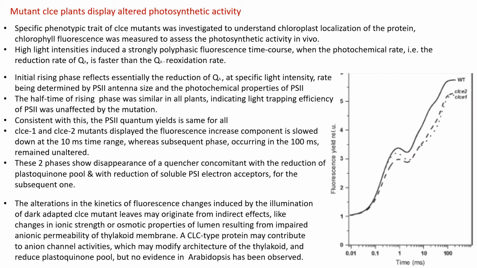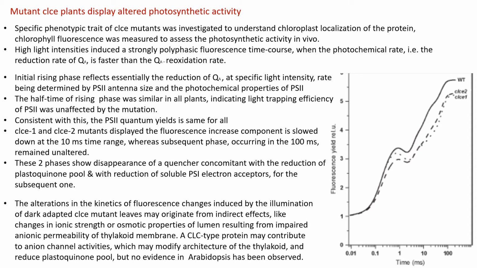Along with this result, the quantum yield produced by these three types of samples was the same. Now, why was the initial rate similar? It could be because the light trapping efficiency of PS2 was unaffected by the mutation of CLCE, and that's why we see a similar initial rising phase.